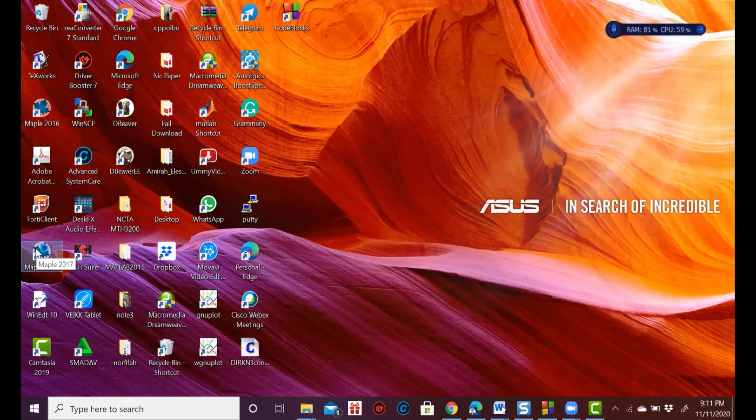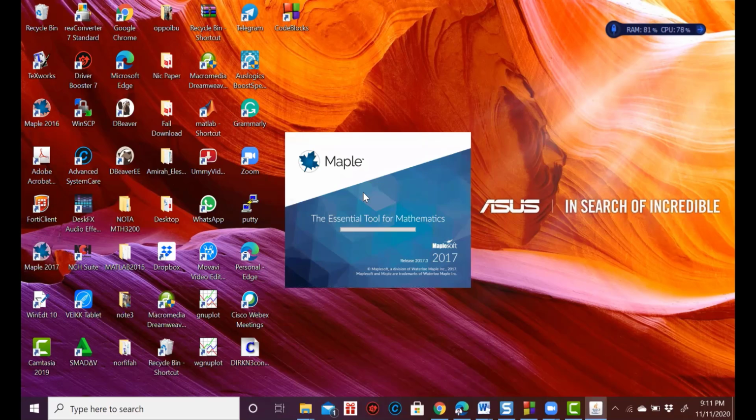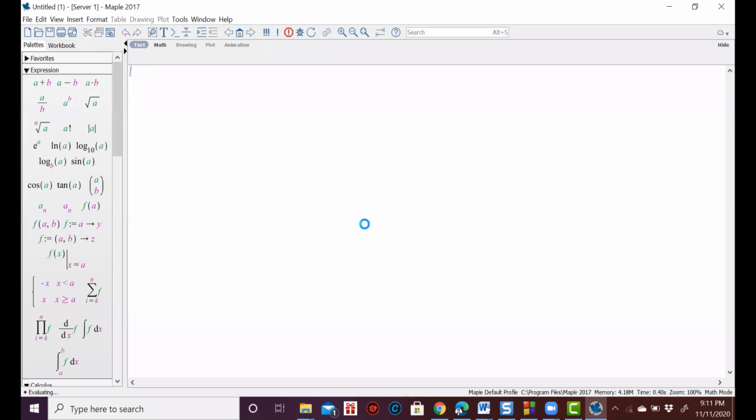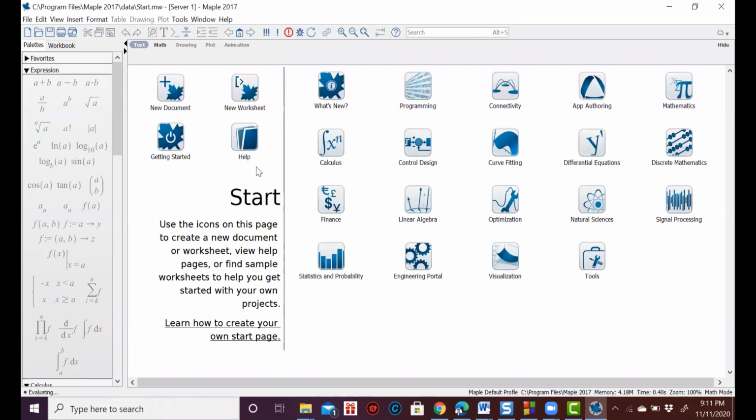It's a program like C? This one is like MATLAB or Mathematica. This one is Maple. You are a program student, right? Normally many students are using this software. This is Maple. So we will be using this Maple.